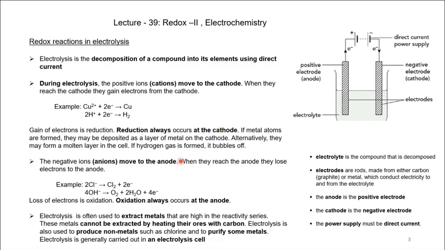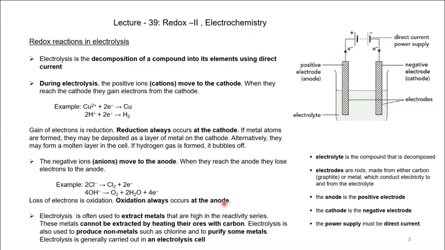Okay. What happens when we have negative ions? They move to the anode. And when they reach the anode, they lose electrons to the anode. Here you see, we gain electrons from the cathode. Here we lose electrons at the anode. And these are the examples for what we have said. So loss of electrons is oxidation, and oxidation always occurs at the anode.